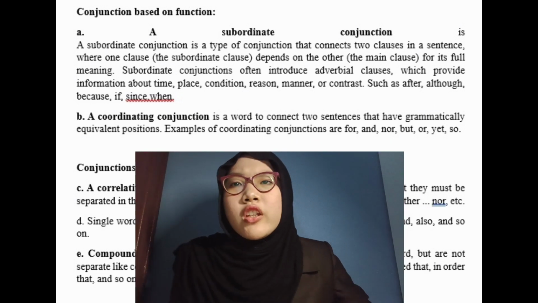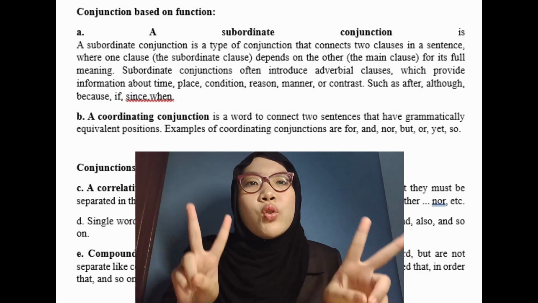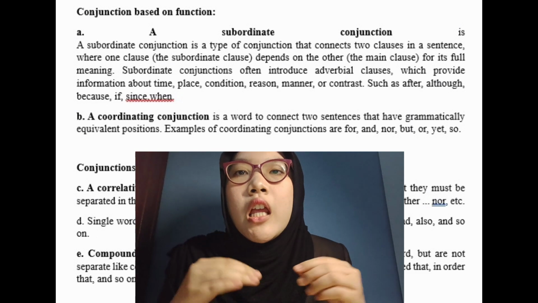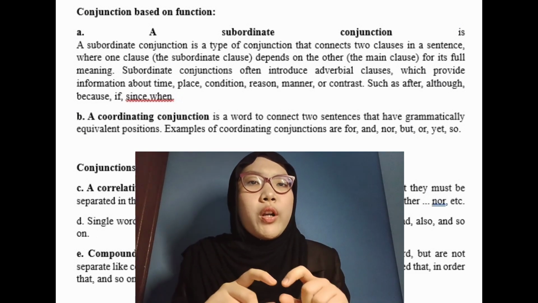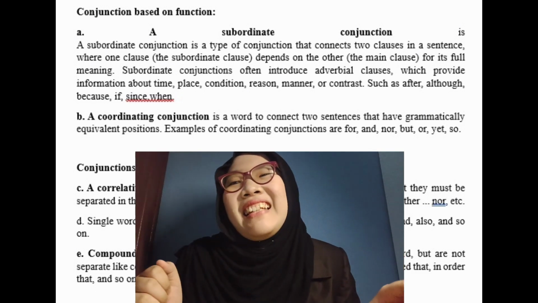Next one, ladies and gentlemen, is about the coordinating conjunction. It's a word that connects two sentences that have grammatically equivalent position. Examples of coordinating conjunctions are for, and, nor, but, or, yet, so, something like that.